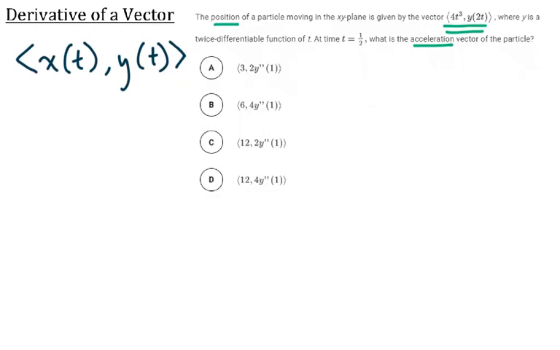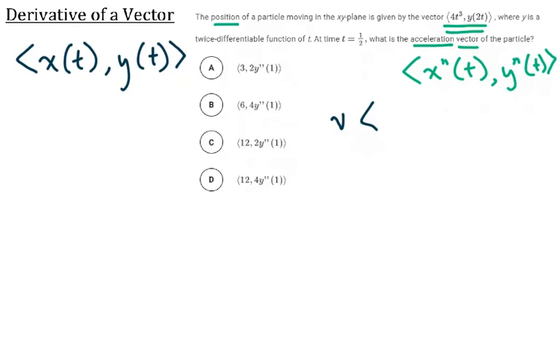Here, since we are given position to begin with, and we're being asked for the acceleration, all we're going to need to do is find the second derivative of each, meaning in this case, x double prime and y double prime. I'm using this configuration because it's asking for a vector as a final answer. In this case, we can use our knowledge. We can find the velocity vector first.